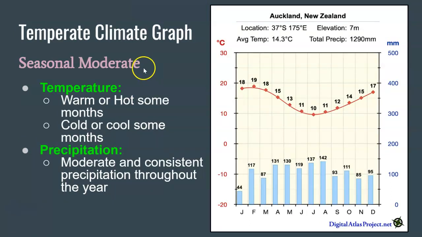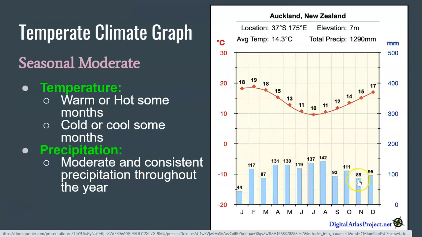A temperate climate graph is moderate during the season, so it's moderate seasonal. Warm or hot some months, cool or cold during some months, but kind of consistent precipitation. If we look at the bar graph, it's never super low, but it's never super high, so it's pretty consistent. And then temperatures can vary, right? Here it's a warmer month, here it's a colder month, and this is in New Zealand.